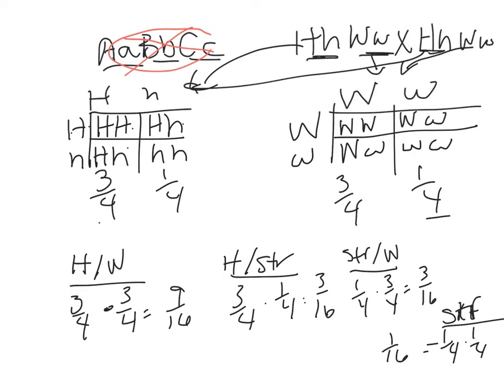But if you look at what we just did, our ratio now is 9 to 3 to 3 to 1. We just got the 9 to 3 to 3 to 1 ratio without doing all the work of that dihybrid cross Punnett square.